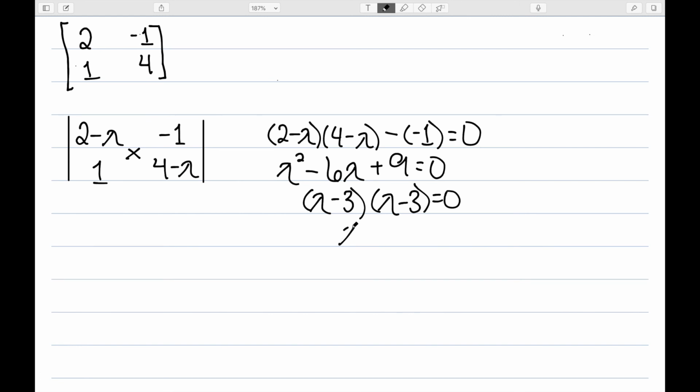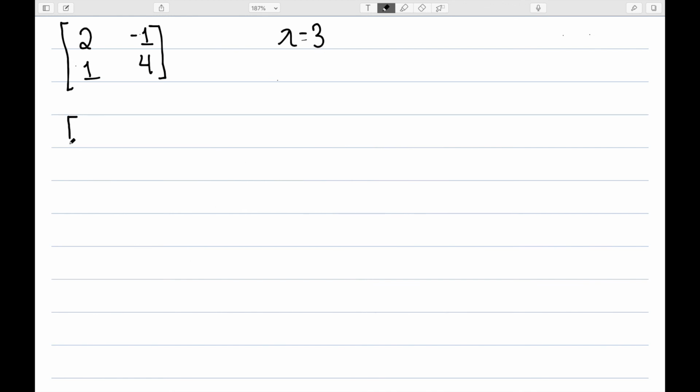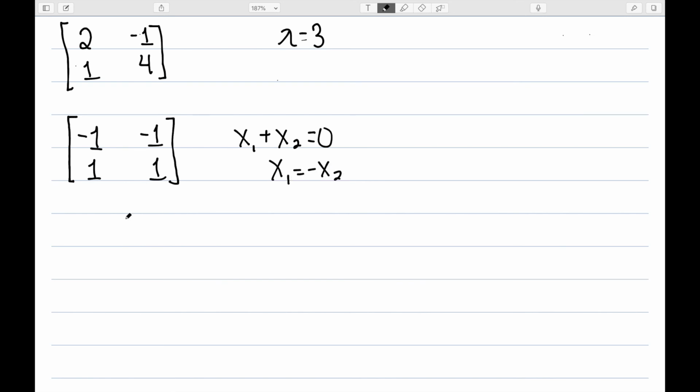So we have one eigenvalue here, which is lambda equal to 3. When I try to use this as my eigenvalue, 2 minus 3 is negative 1, negative 1, 1, and 4 minus 3 is 1. This gives me the equation x1 plus x2 equal to 0, or x1 equal to minus x2. So I have a negative x2 and x2. Factoring out the x2 gives me a negative 1, 1, so this would be my eigenvector.